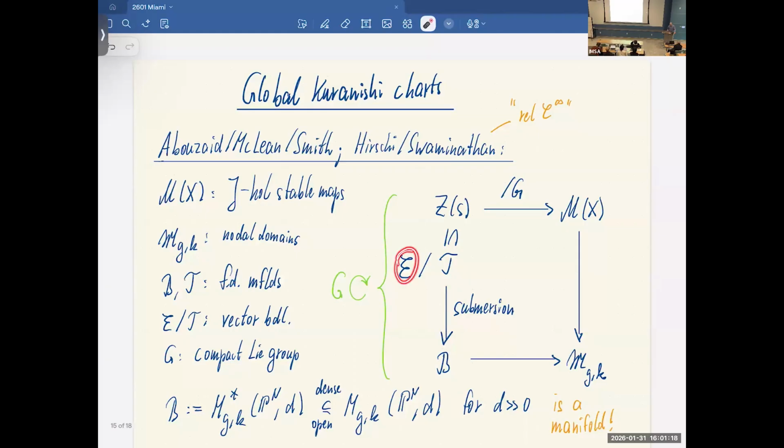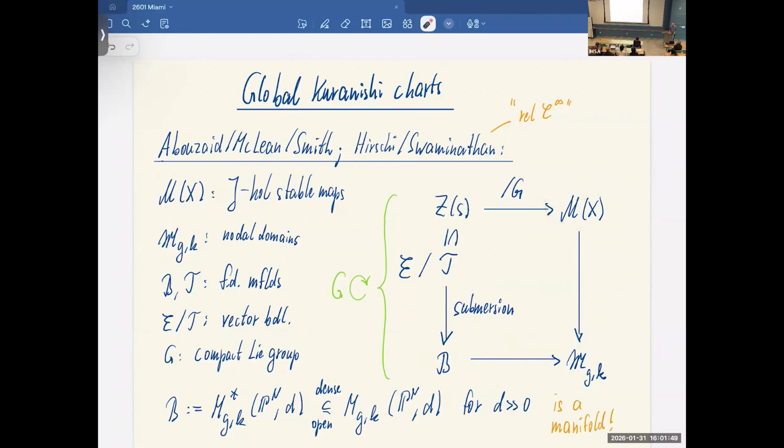We have this bundle E, everything finite dimensional, and with a section and the zero locus in it, it can be awful, right? But it has a good fundamental class. And then everything is equivariant under a compact Lie group G. Okay, and then the quotient by G is a moduli space. And that's enough to cook up a virtual fundamental class on M of X.